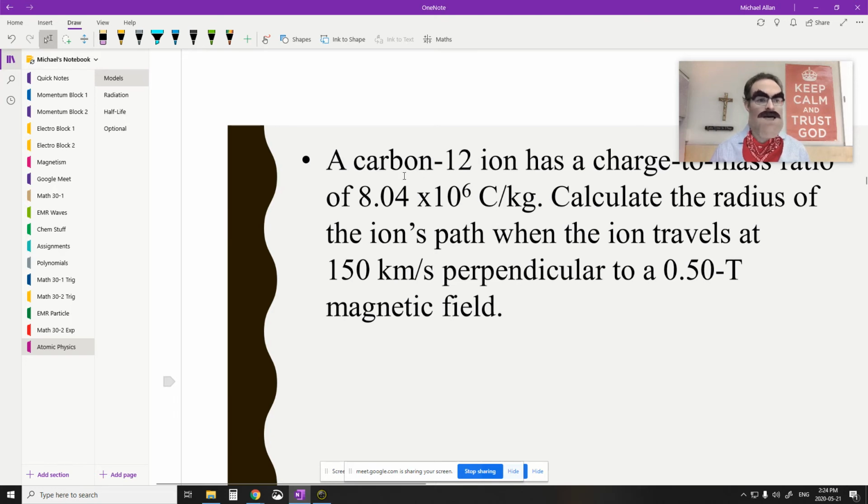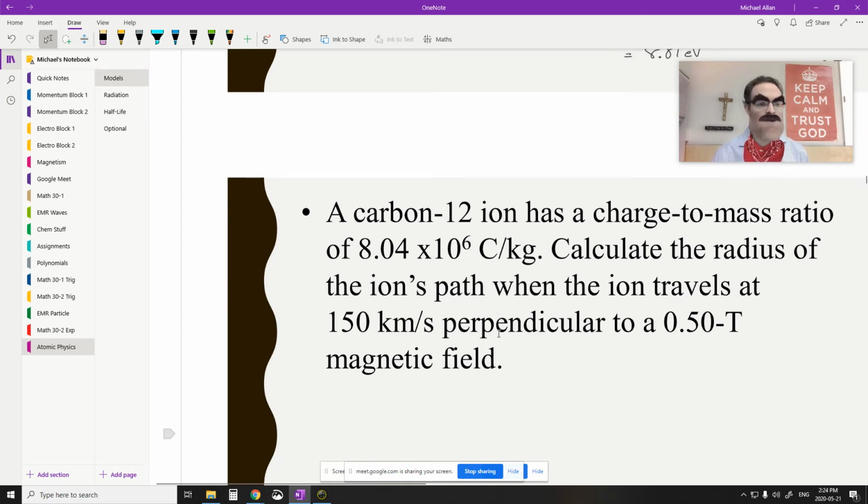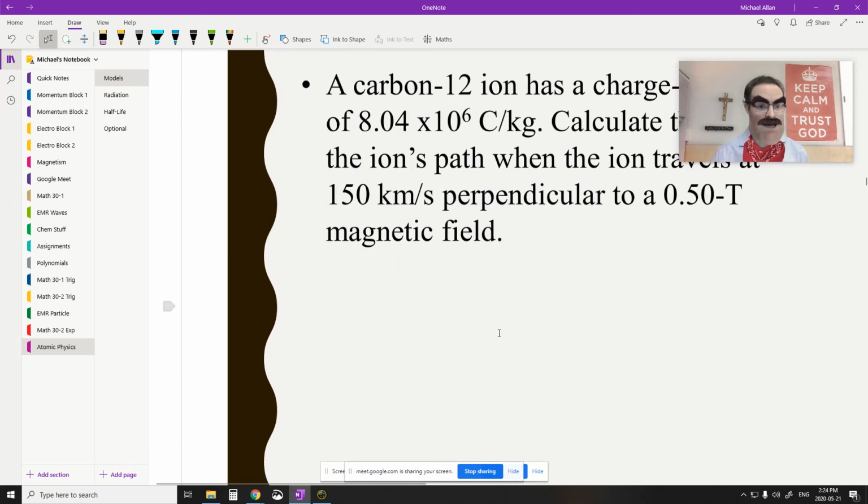Yeah, so here we know carbon 12's ion. Carbon 12 is an isotope of carbon. We'll talk about what the 12 stands for in a bit. If you've done some chemistry, you probably know already. This ion doesn't have any valence electrons, they probably got stripped out. It has a charge to mass ratio, blah. Calculate the radius of the ion's path if it's traveling 150,000 meters per second in a 0.5 Tesla magnetic field.